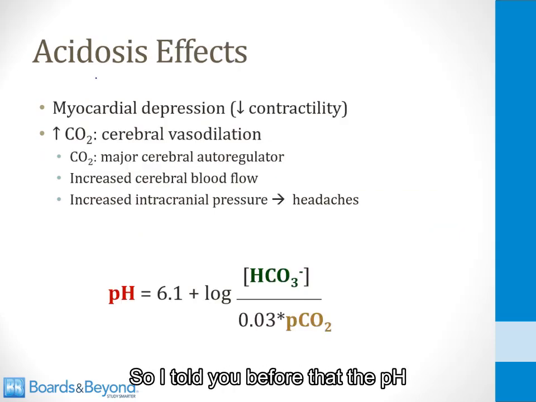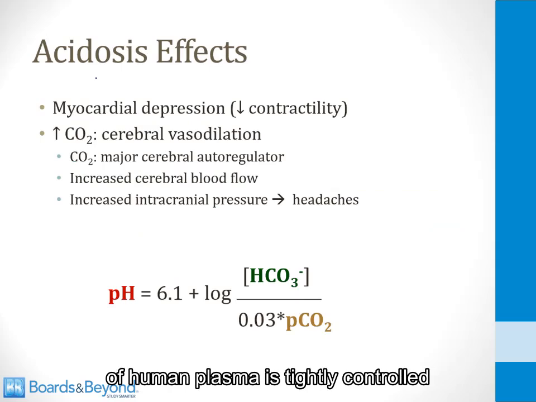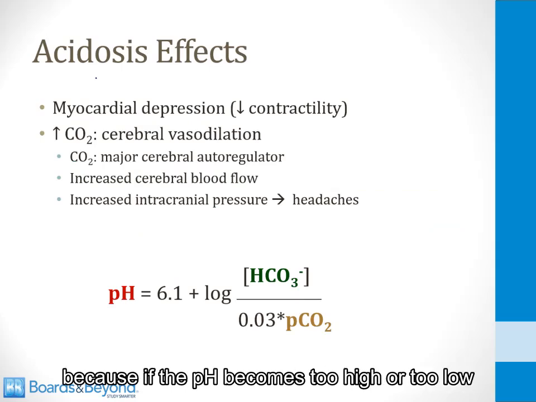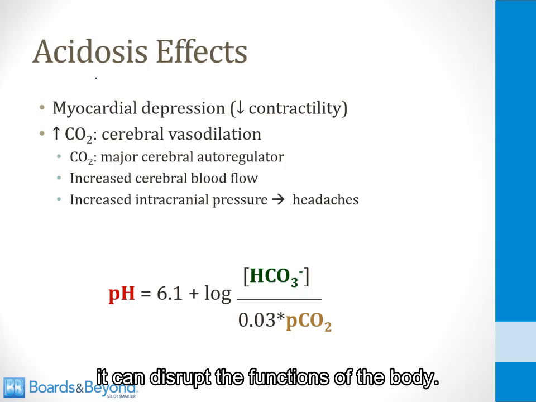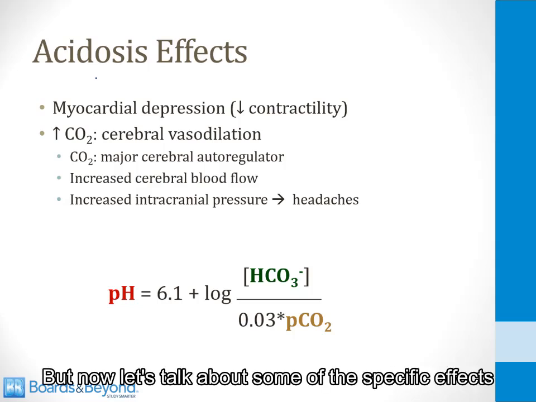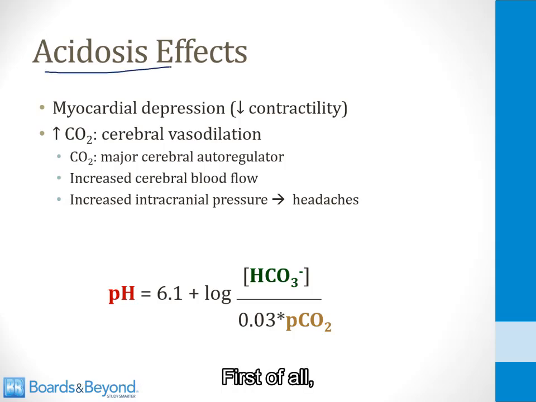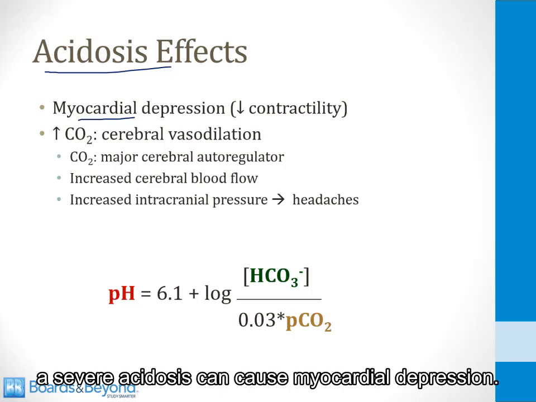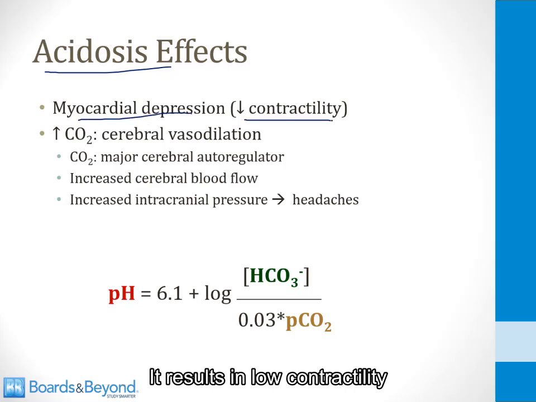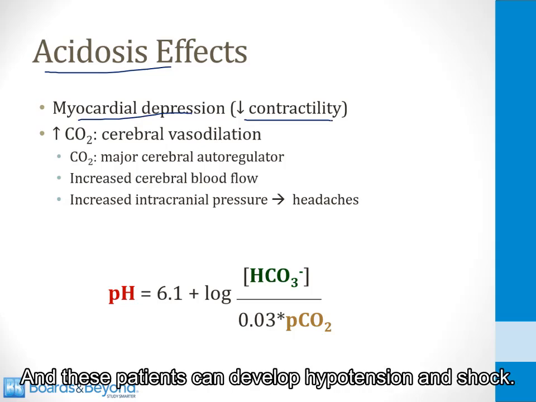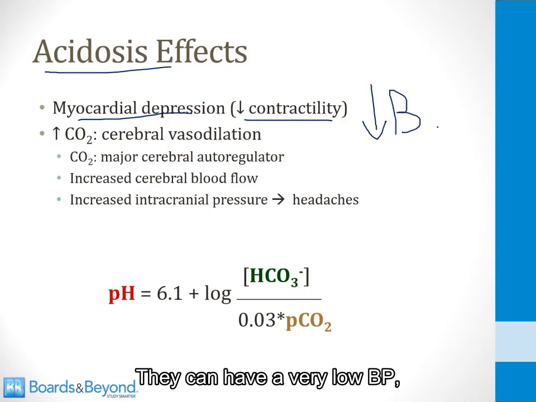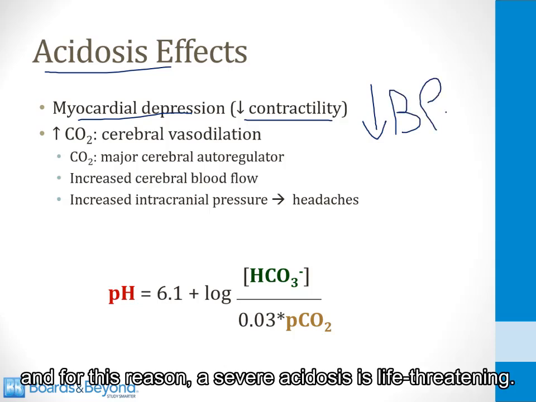I told you before that the pH of human plasma is tightly controlled because if the pH becomes too high or too low, it can disrupt the functions of the body. But now let's talk about some of the specific effects that occur when patients develop an acidosis. First of all, a severe acidosis can cause myocardial depression. It results in low contractility of the left ventricular myocardium, and these patients can develop hypotension and shock. They can have a very low BP, and for this reason, a severe acidosis is life-threatening.